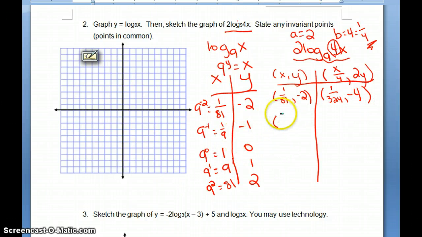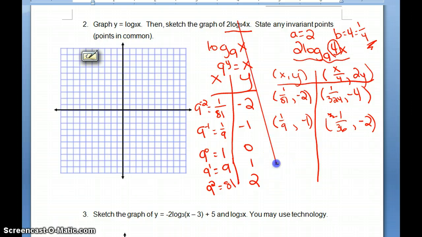Then our other one here, we had 1 over 9 and -1. Apply those parameters. We'll have x, which is 1 over 9, divided by 4, which is 1 over 36, and then 2 times that y value, so it'd be negative 2. Then we're going to do this for the rest of them. Sorry for my little line.